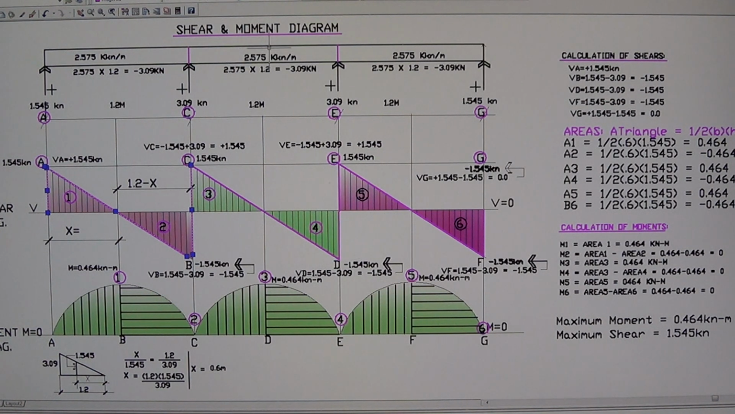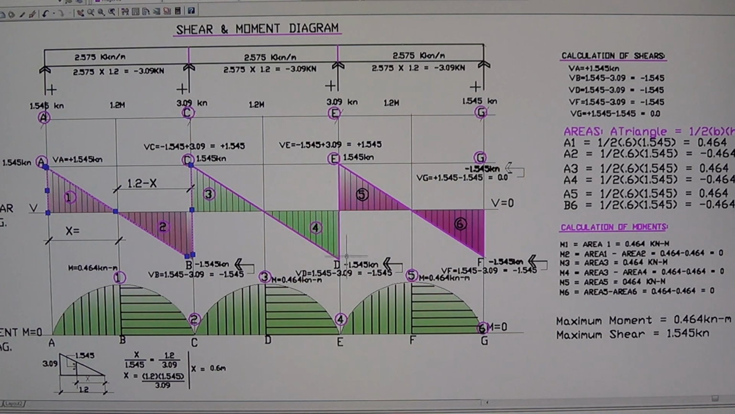So we need this load here. This load is minus 3.09 as well. If you multiply 2.575 by 1.2, you get that. All of it at C. So the shear at D is this shear here at C, which is 1.545 positive, plus the negative minus 3.09. Again, retain the sign of the greater number, so we get negative here. So it's a minus 1.545 kilonewton.